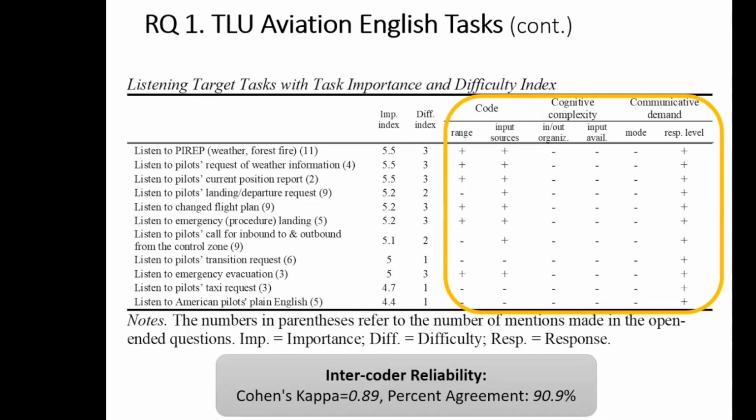Just as a brief explanation about the task difficulty index, there are three major variables of central interest in this index, including code complexity, which is all about linguistic components, cognitive complexity, which is about all these cognitive processes, and communicative demand.